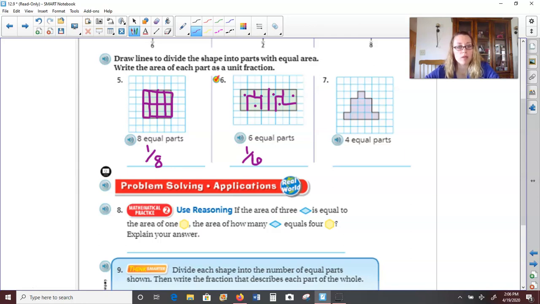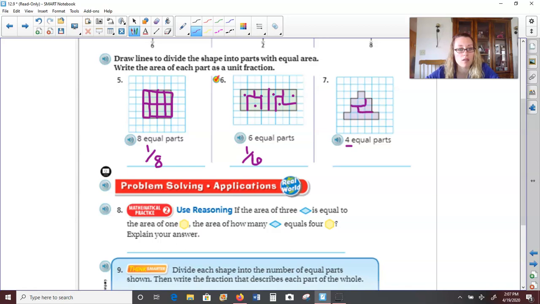On number 7, we need to take this odd shape and divide it into 4 equal parts. And if we count the total area that we're working with, we can divide that area by 4 to see the area of what each shape has to have. So there's 1, 2, 3, 4, 5, 6, 7, 8, 9, 10, 11, 12. So there's a total of 12 square units divided by the 4 equal parts we need to make. 12 divided by 4 equals 3. So each of the new shapes we make needs to have an area of 3.